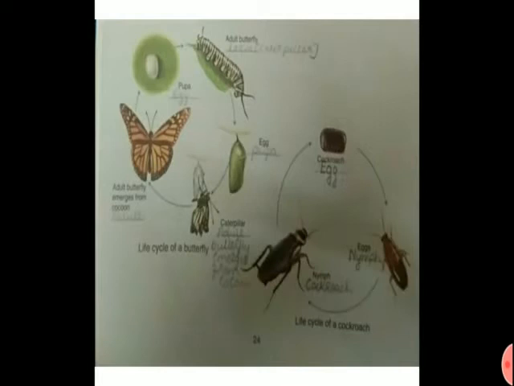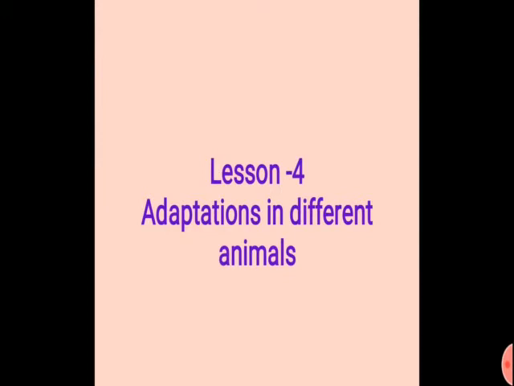From pupa, adult butterfly emerges out. Here you can write adult butterfly emerges from cocoon, and finally we get adult butterfly. Next, life cycle of a cockroach. We have 3 stages. The first stage is egg, followed by nymph, and finally cockroach. Understood, children? So let's move on to the next lesson, that is adaptations in different animals.